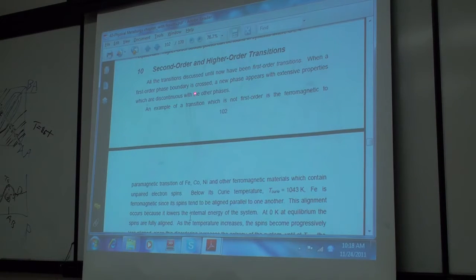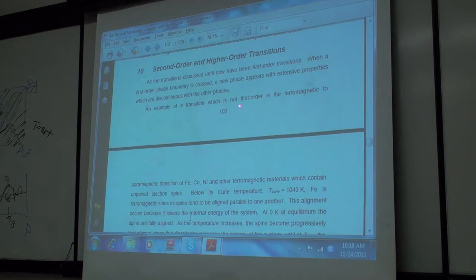All the phase boundaries in a regular phase diagram are first order transitions. When a first order phase boundary is crossed, a new phase appears with extensive properties which are discontinuous with the other phase. The second phase that appears is not just slightly changing the first phase, it actually has different properties.